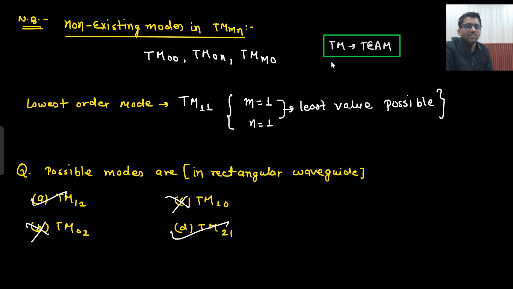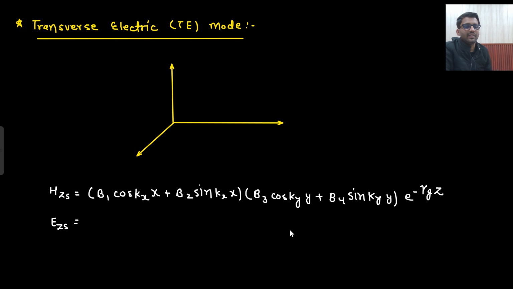Lowest order mode is TM11, and then we saw a very simple numerical. Okay. Now we need to study about transverse electric mode. So all the things you can do on your own here, because we have already studied about transverse magnetic mode. But here the boundary condition will be a bit different.